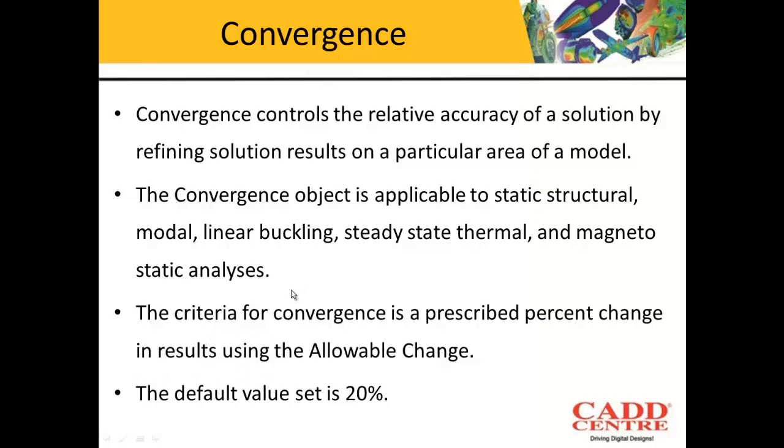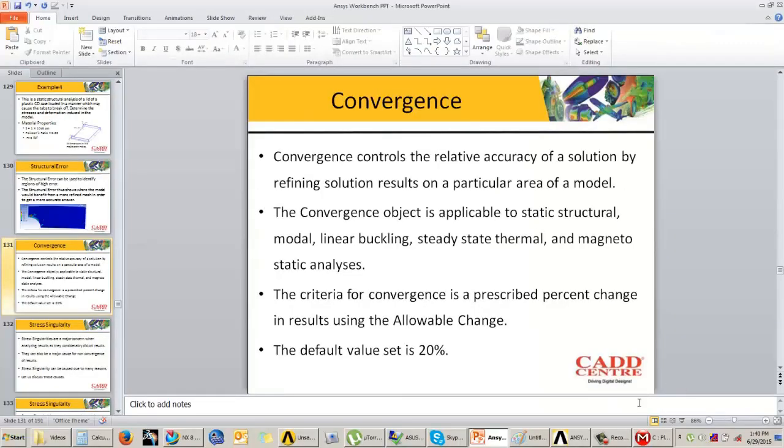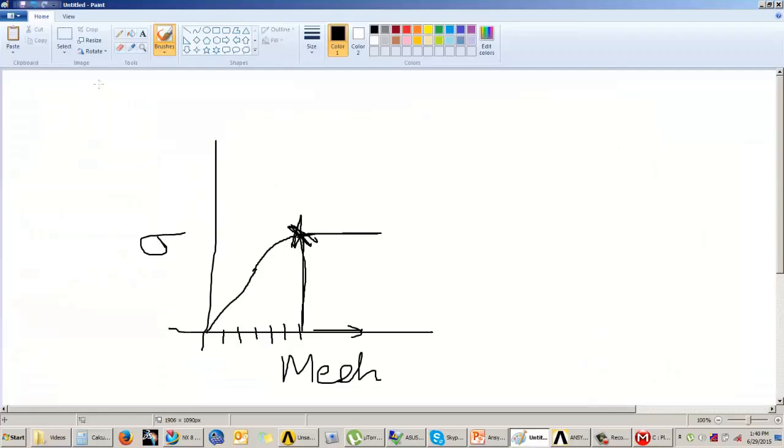To use the convergence tool, you should enter a value in the allowable change criteria. As a user, you should specify this value. By default, this value is always 20%. Now let us understand how this value is used and how the convergence works.